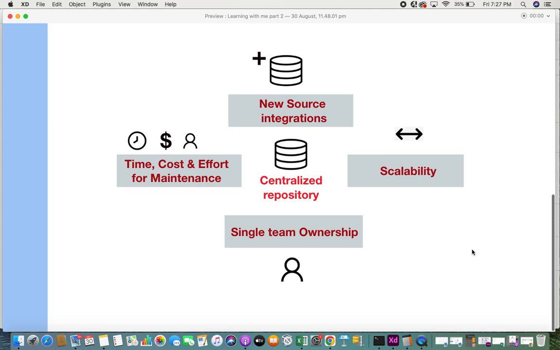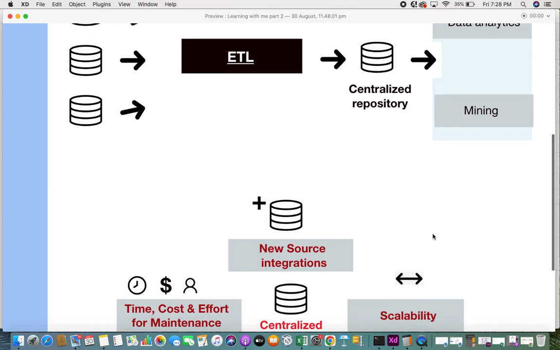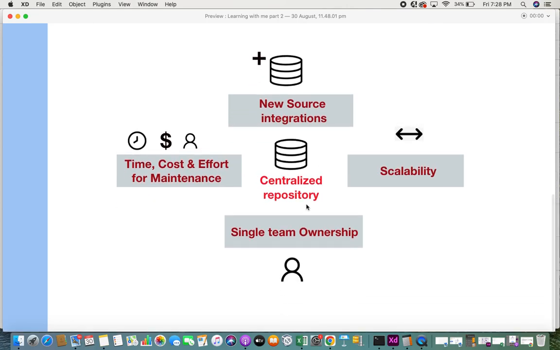Another issue is scalability. Scalability in terms of volume and geographic scalability can be issues. Also, it's a single team ownership, so this entire setup is taken care of by a stakeholder team, who needs to manage this entire pipeline, manage the repository, the warehouses, etc. So this is another issue, as well as maintaining this entire thing. It takes a lot of time, cost and effort. So these are some drawbacks with this central repository.